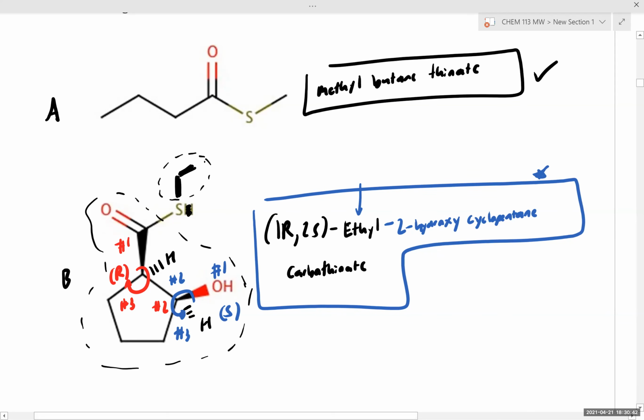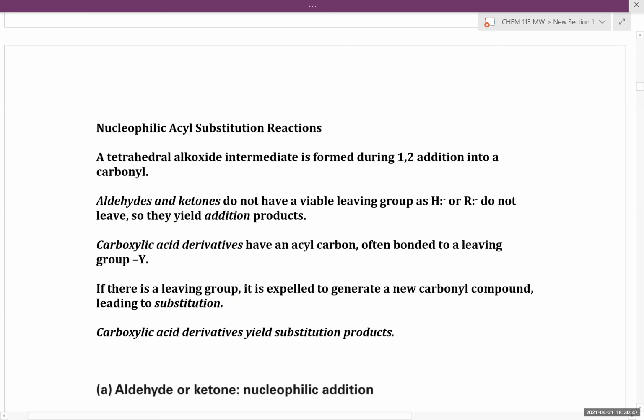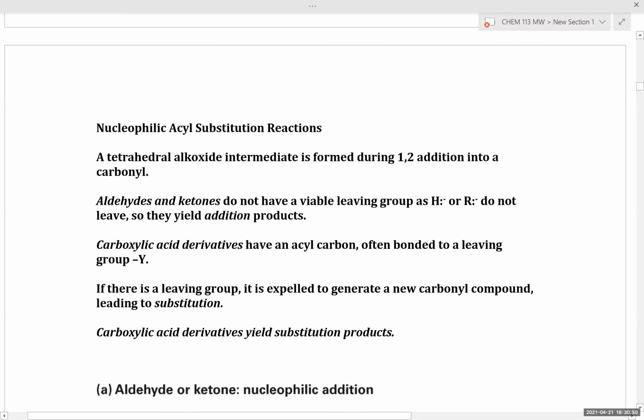Okay. So then, let's talk a little bit about common reactions and patterns of reactivity of these acyl group derivatives. And we'll be talking about the general class of reactions known as nucleophilic acyl substitution reactions. In this case, a tetrahedral alkoxide intermediate is formed during 1,2 addition into a carbonyl.